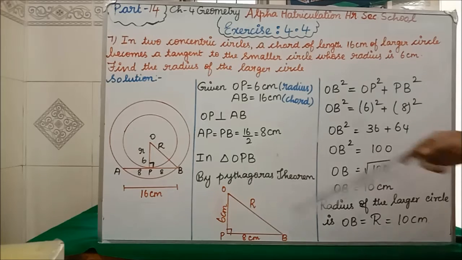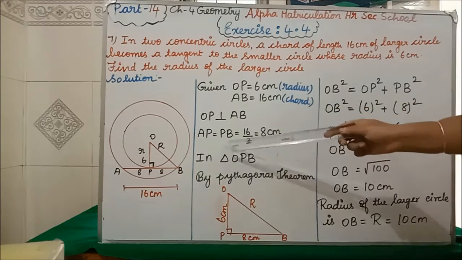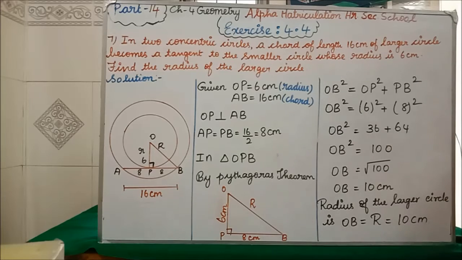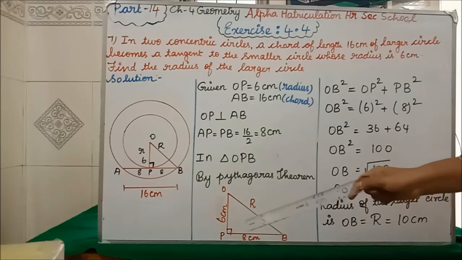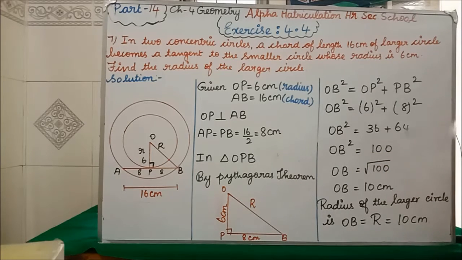A to P or P to B, the P to B value we have found is 8. So, I have written 8. Now, opposite to this 90 degree is what? Hypotenuse. How can we write now? Hypotenuse square, OB square is equal to OP square plus PB square. OB square we don't know, you keep as such, equal to OP is 6 whole square plus PB length is 8 whole square. 6 squared is 36, 8 squared is 64. So 36 plus 64 is 100.